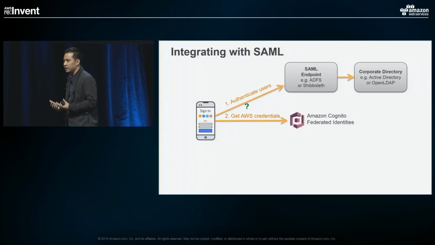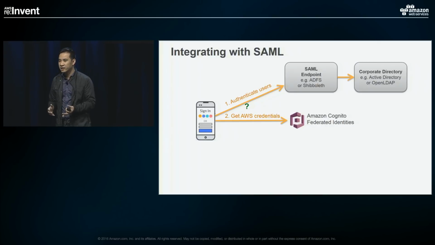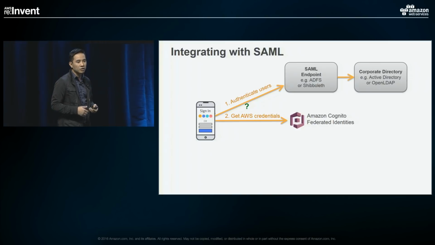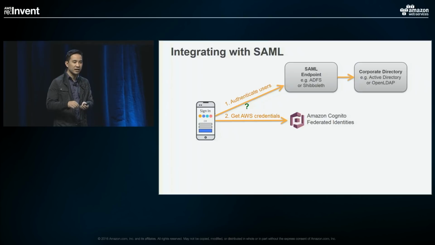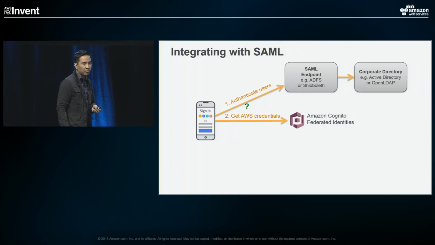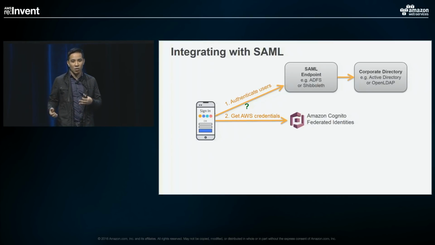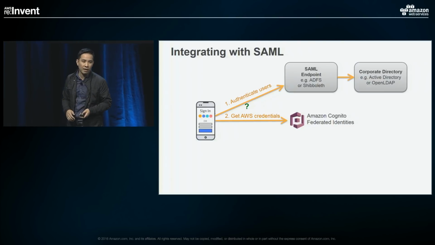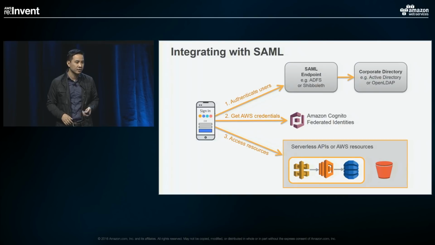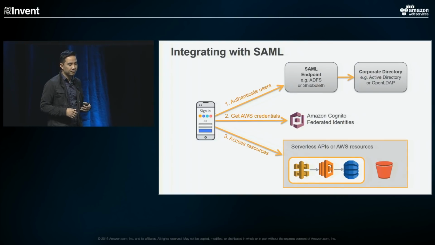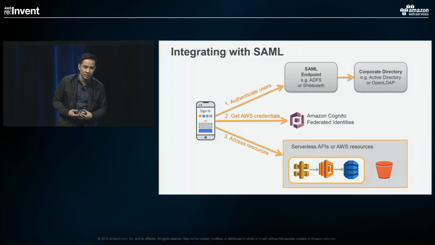And so the workarounds for doing this are either, 1, actually have a web view within your mobile application that can intercept that redirect, or 2, create a proxy service, which in turn calls the SAML endpoint and then exchanges the SAML claim with the Cognito federated identities. So it's either a proxy service or some very arcane web view scraping. So this is the challenge with integrating SAML with a mobile application. And then, of course, once you have AWS credentials, you can use that to access other AWS resources.